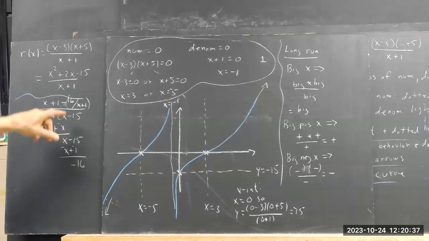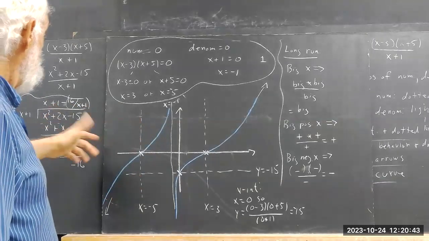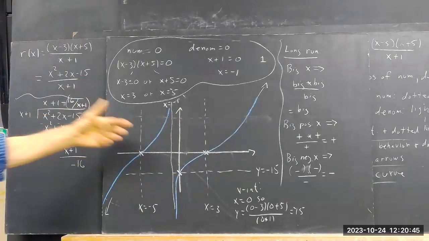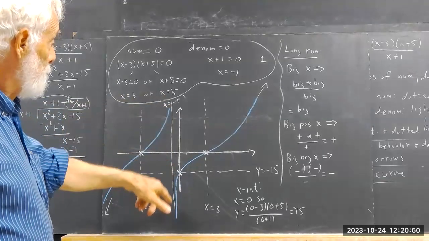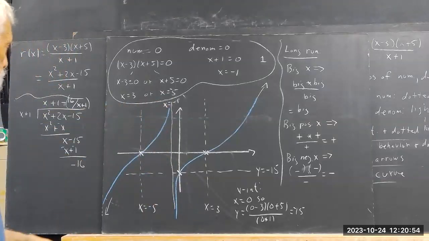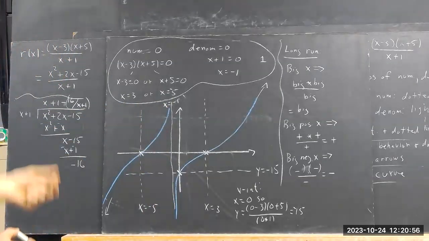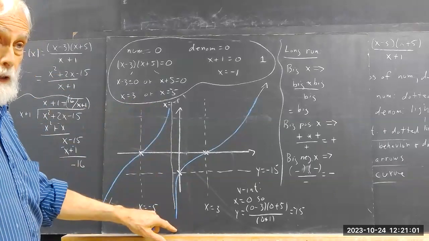Now this minus 16 over x plus 1 is just the reciprocal function shifted over one unit to the left as an asymptote here. And you see that reciprocal function represented here and here. Okay, so the remainder gives you the reciprocal function and tells you why you have an asymptote here.